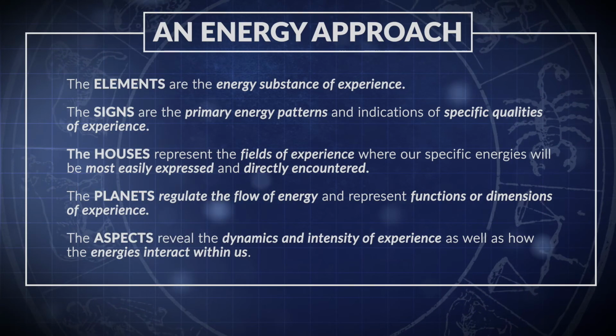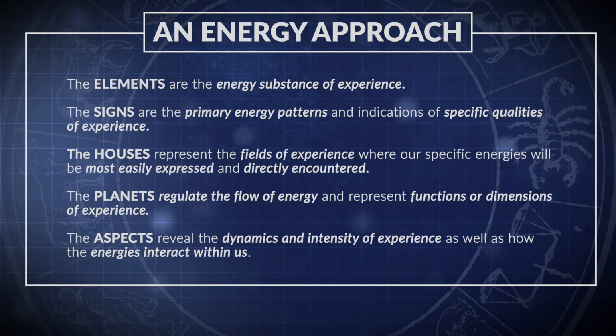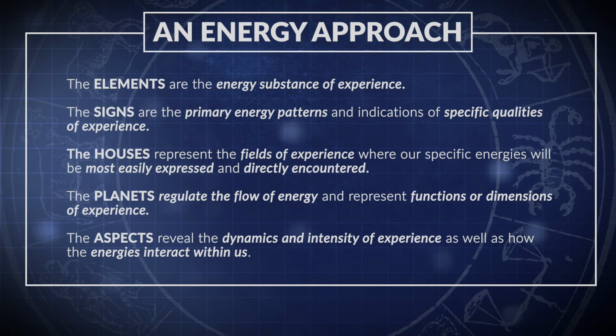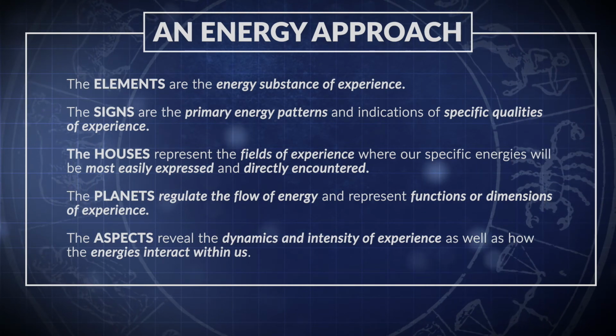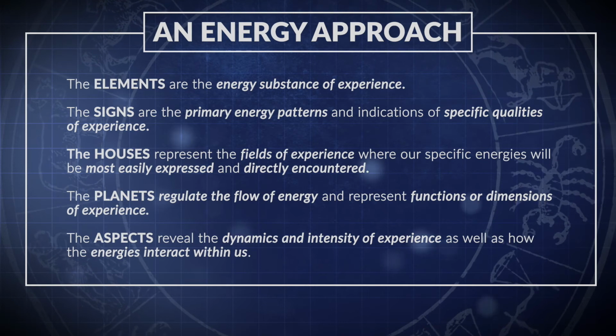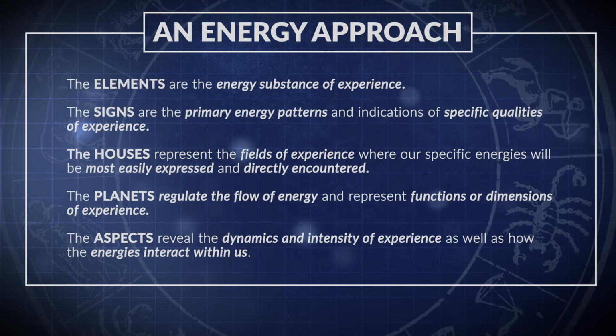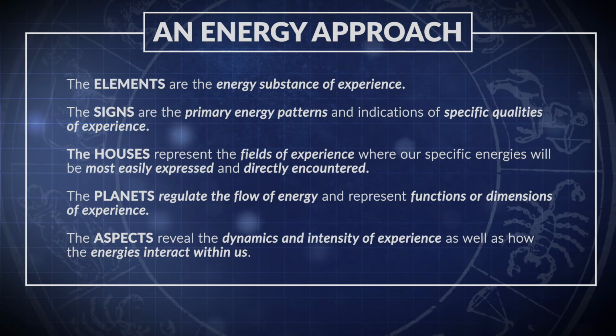And we see how we define the signs as energy patterns that describe qualities of experience. And then the houses are fields of experience. Planets are flows of energy representing dimensions of experience. And the aspects are the dynamics, right? The dynamic energy. So maybe it'd be helpful if we could take all of these 5 principles and reduce each of them down to a single keyword that we can associate with each of these principles.